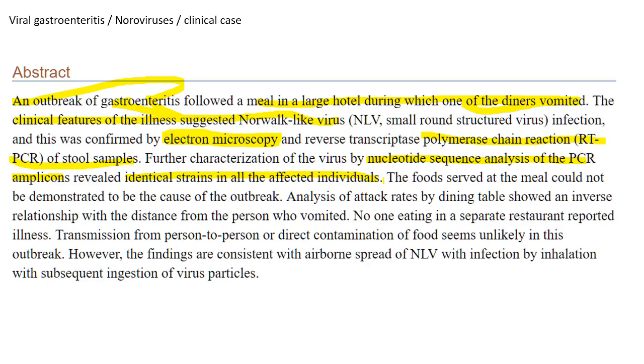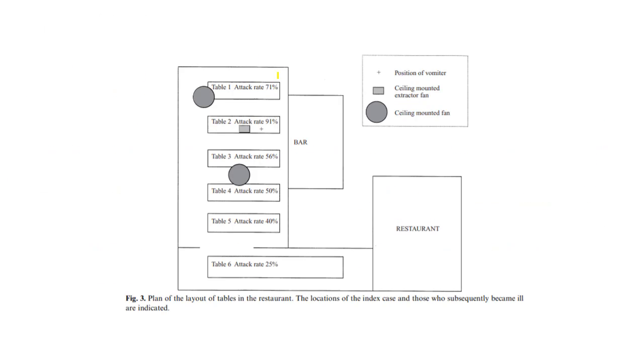So what would you think? You would think that the food is contaminated because everyone is getting the same gastroenteritis. But they go and look at the food, okay, and they could not find the cause of the outbreak in the food. So what they do is that they start to analyze how this happened, and interestingly, they draw a pattern of where the person who vomited is.